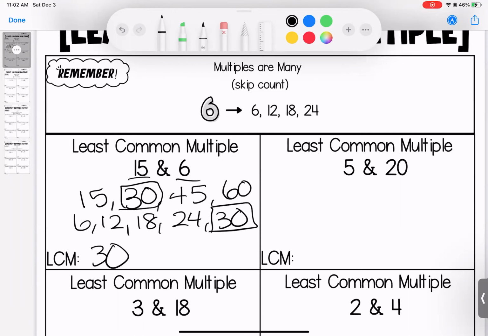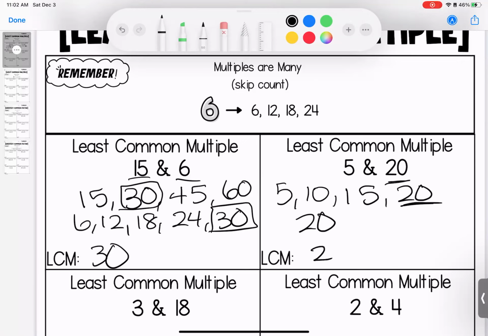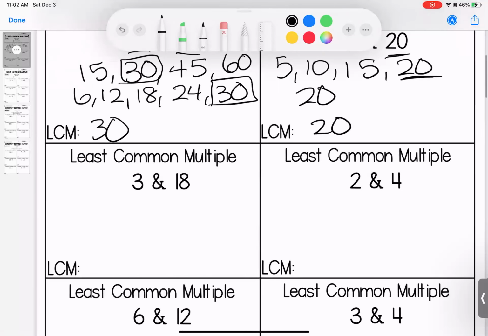When we have one smaller number and one bigger number, what I suggest is starting with your smaller number first, and I'm going to show you why. 5, 10, 15, 20. That's what I'm looking for. Usually it's going to take me more of my smaller number than my bigger number. So if I start there, I'm usually going to be able to figure out what my multiple is pretty easily. Least common multiple, smallest number they have in common when skip counting, is 20.